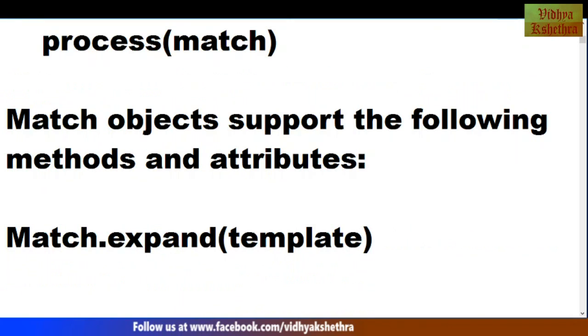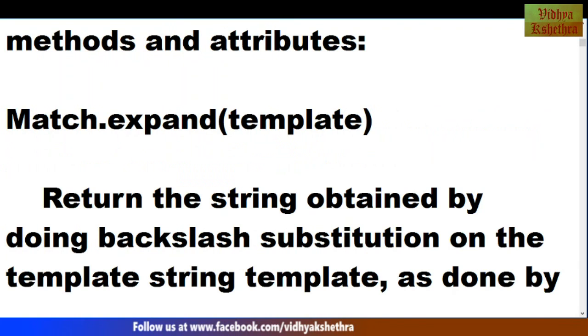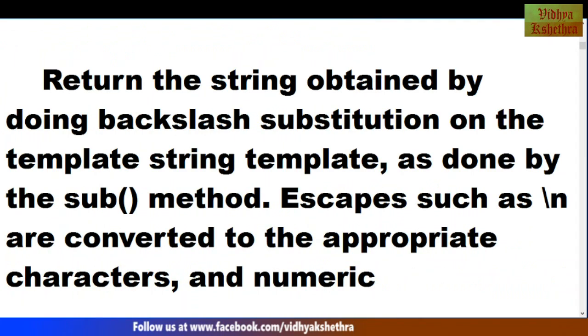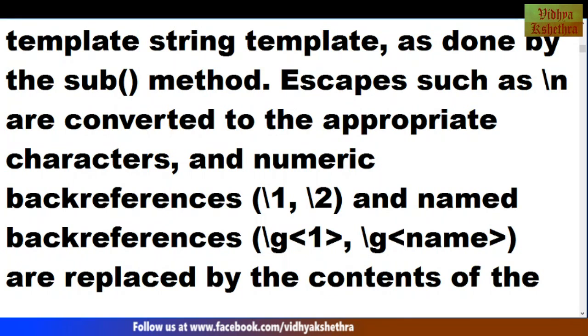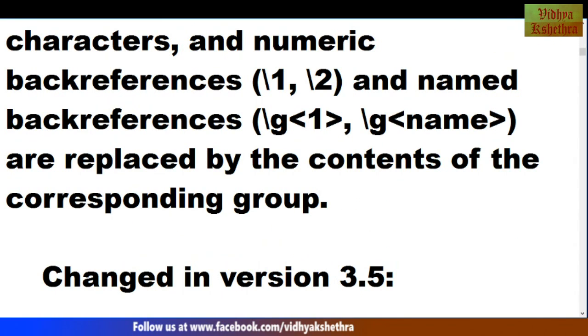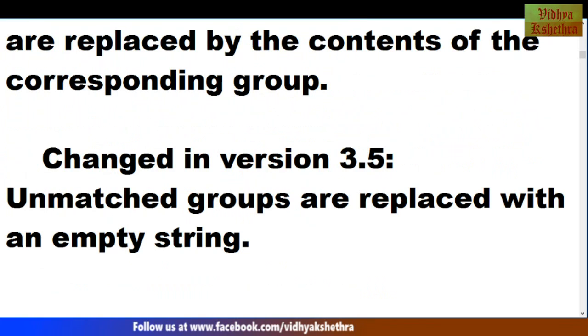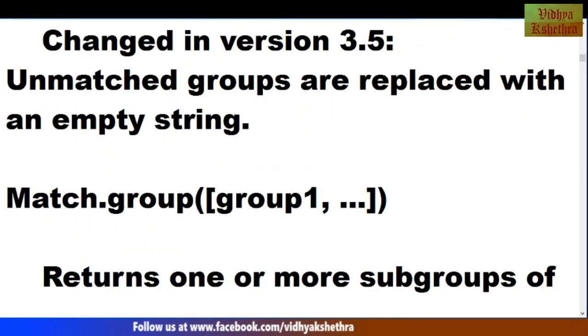Match objects support the following methods and attributes. First one is match.expand(template). This returns the string obtained by doing backslash substitutions on the template string, as done by the sub method. Escapes such as backslash n are converted to the appropriate characters, and numeric back references as well as named back references are replaced by the contents of the corresponding group. In version 3.5, unmatched groups are replaced with an empty string.